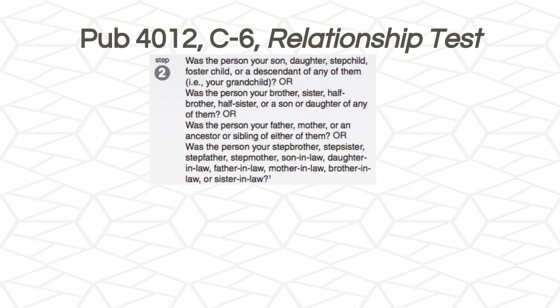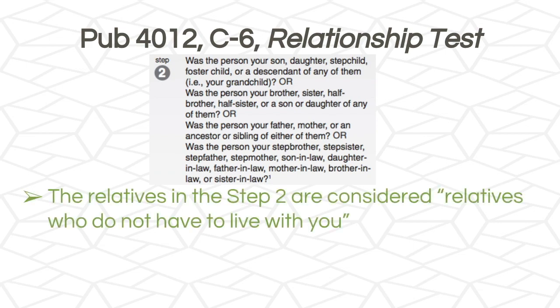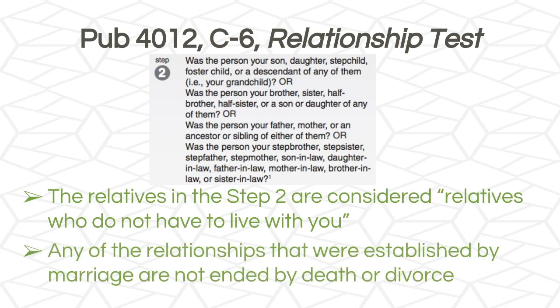Then let's look at step 2. So this is the relationship test, and it asks, was the person any of these relationships to you, the taxpayer? So the relatives that are in step 2 are considered relatives who do not have to live with you. And just as a note, any of these relationships that were established by marriage are not ended by death or divorce.